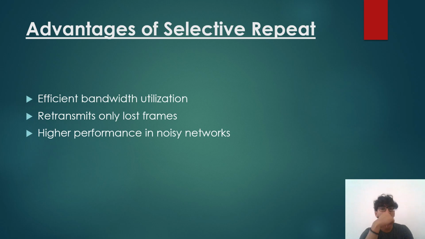Now, the advantage of Selective Repeat is efficient bandwidth utilization. Also, it retransmits only lost frames. Whereas in the case of Go-Back-N ARQ, it retransmits the entire series, starting from the lost frame and then the entire window. But here it only retransmits the lost frames. Because of that, it has higher performance in noisy networks.